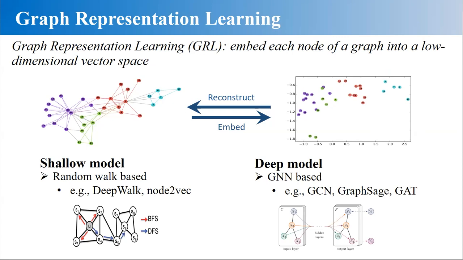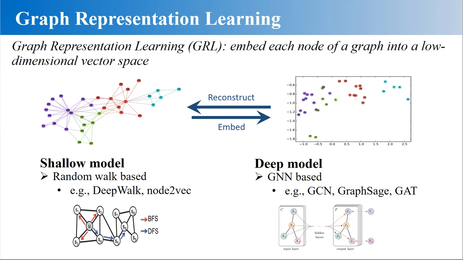After we learn the embedding of a node, it can be easily used for downstream tasks, such as community detection and node classification. Graph representation learning is a hot research topic in recent years. Many models have been proposed, which can be roughly classified into shallow models and deep models. A typical shallow model is a random walk based method, which generates a sequence of nodes, like the word sequence in word embedding.